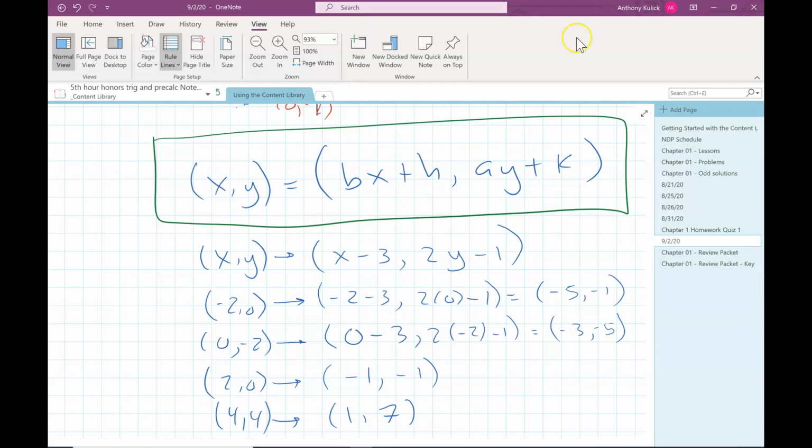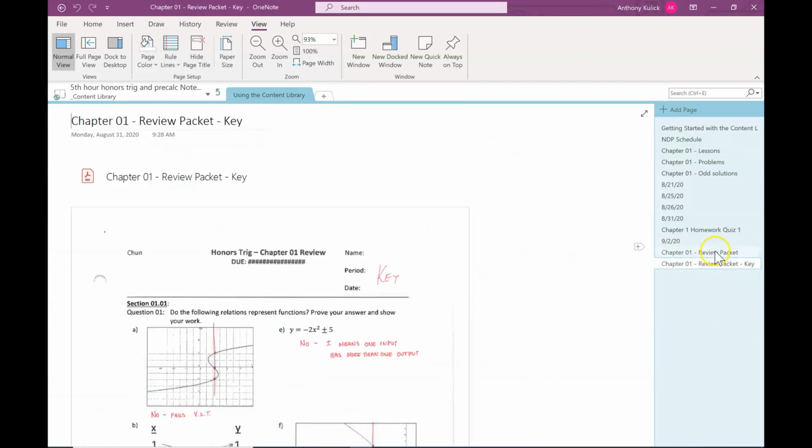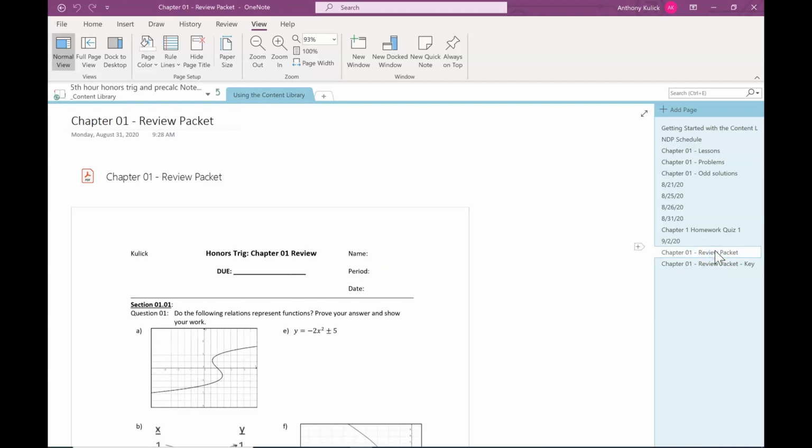I've also, in the content library, put in the review packet. You don't need to start this over the weekend. I'll give you guys time in class next week to work on that. And we'll take some time in class, the following class period, to talk about or take questions from it and talk about what the test format's going to look like and that kind of thing.